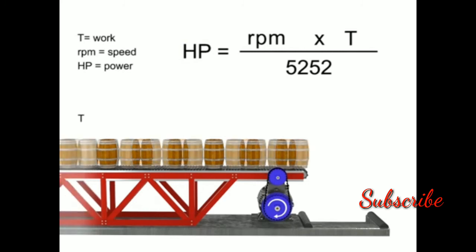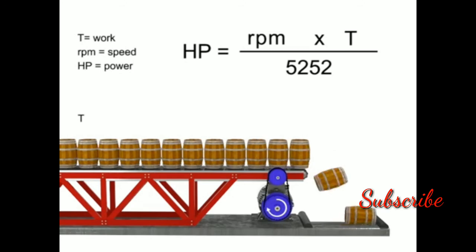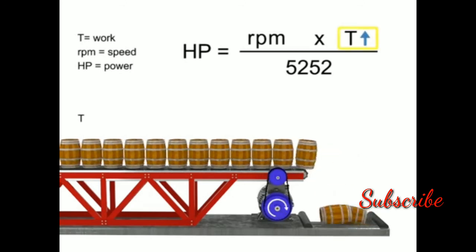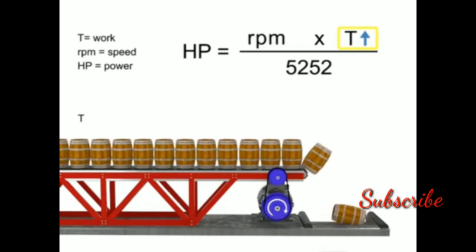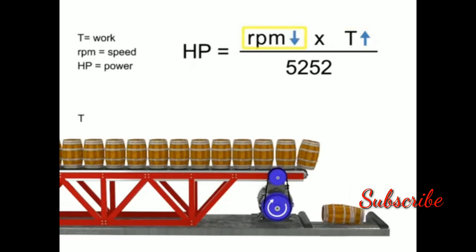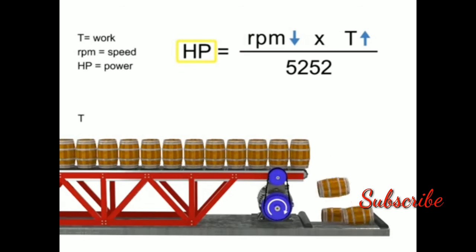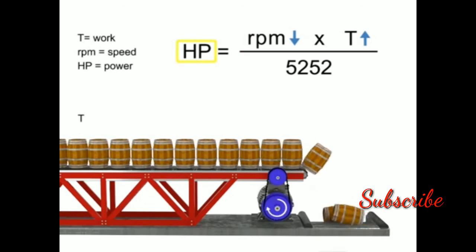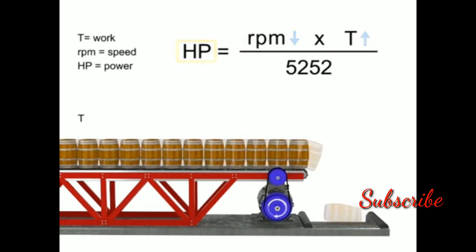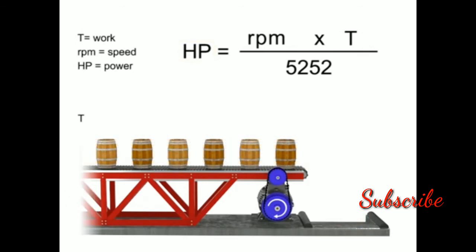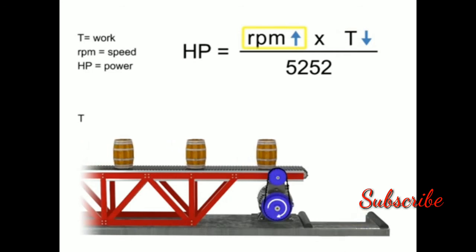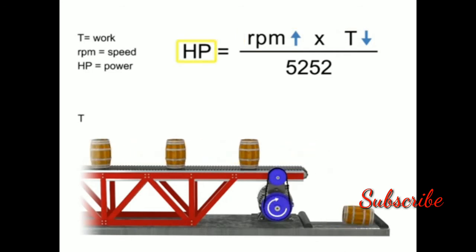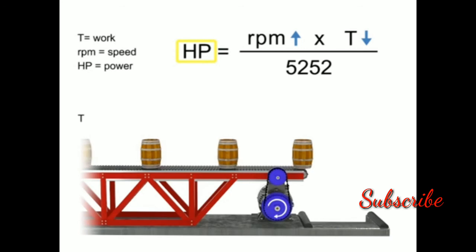Let's say we want the horsepower of our motor to remain constant, but wish to increase the torque. If torque increases, the speed of the conveyor decreases so that the horsepower required of the motor remains constant. Similarly, the opposite is true. If the torque decreases, the speed of the conveyor increases and the horsepower generated by the motor remains constant.